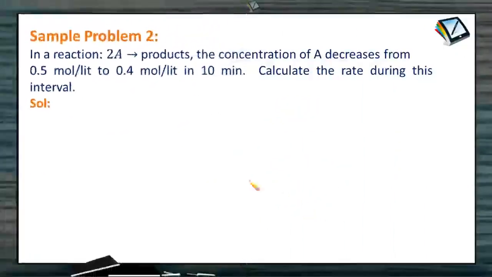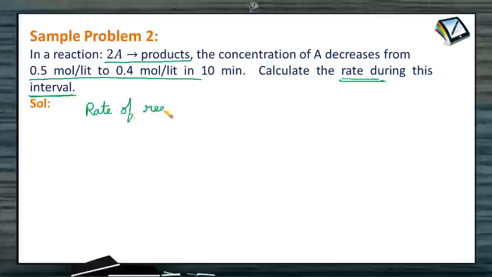This is the second one. Given the reaction 2A gives rise to products, and in that process of reaction the concentration of A is decreasing from 0.5 mole per liter to 0.4 mole per liter in 10 minutes. Then you need to calculate the rate during this time interval. So how we will write the rate of reaction for this equation?